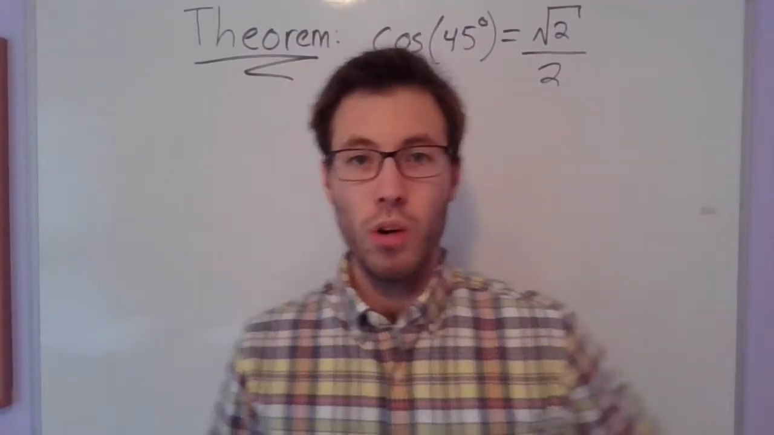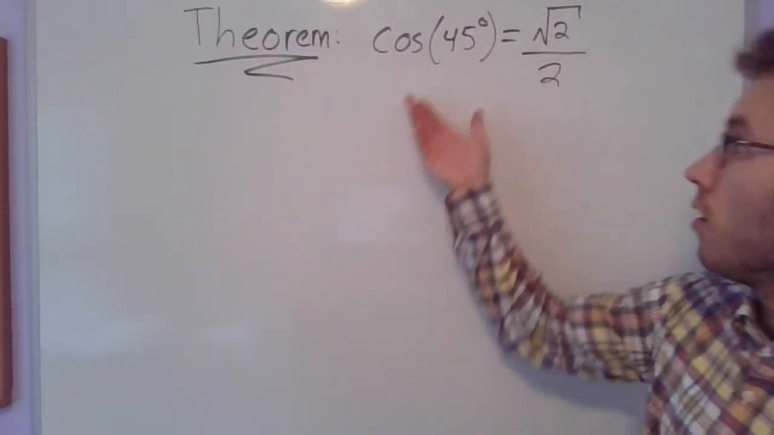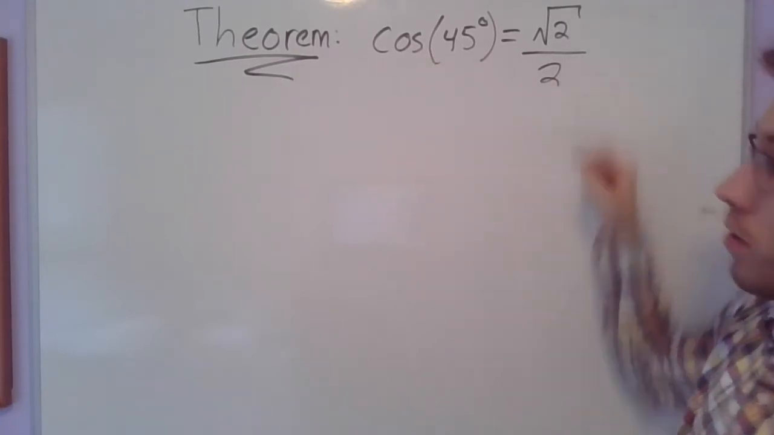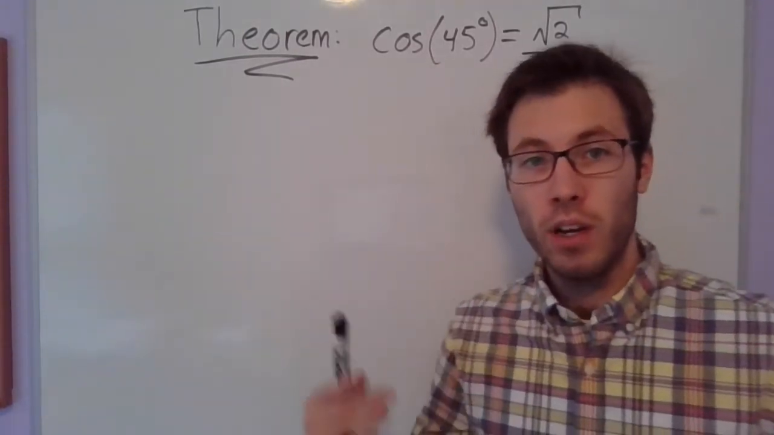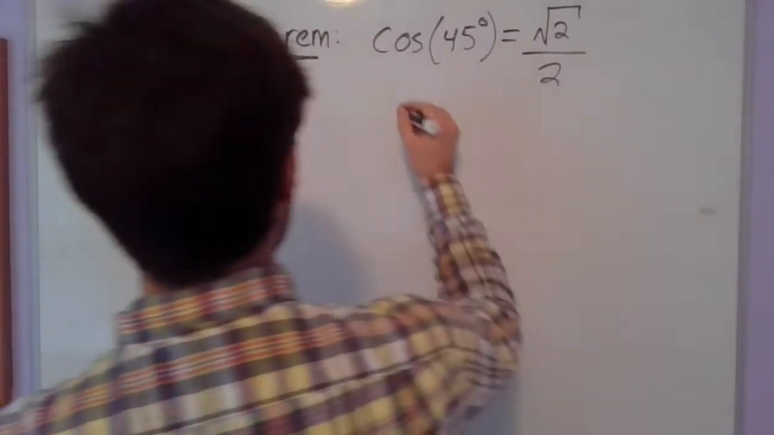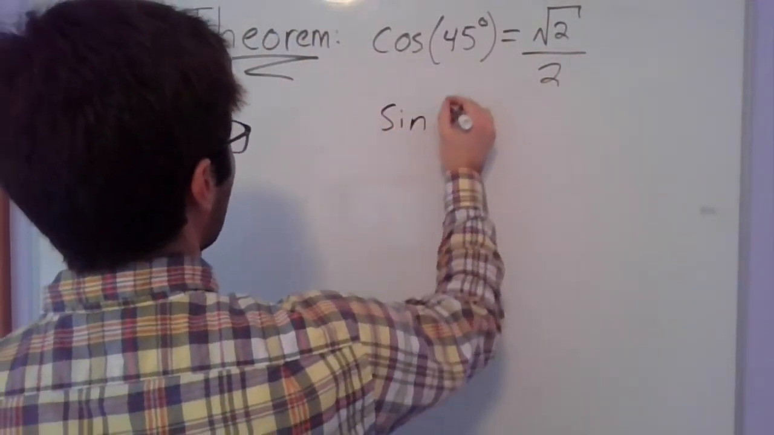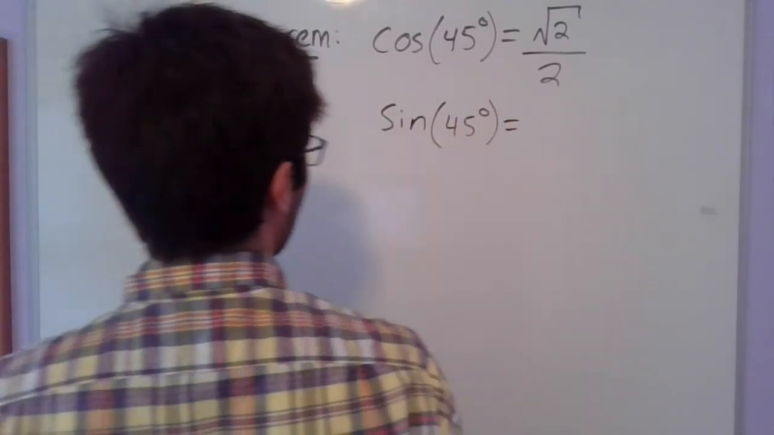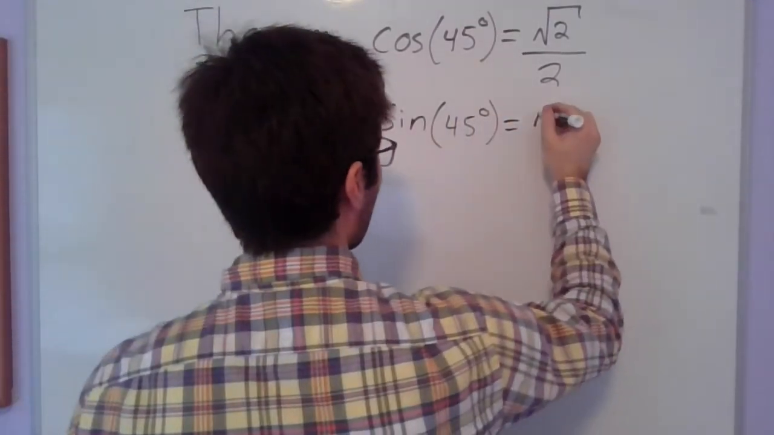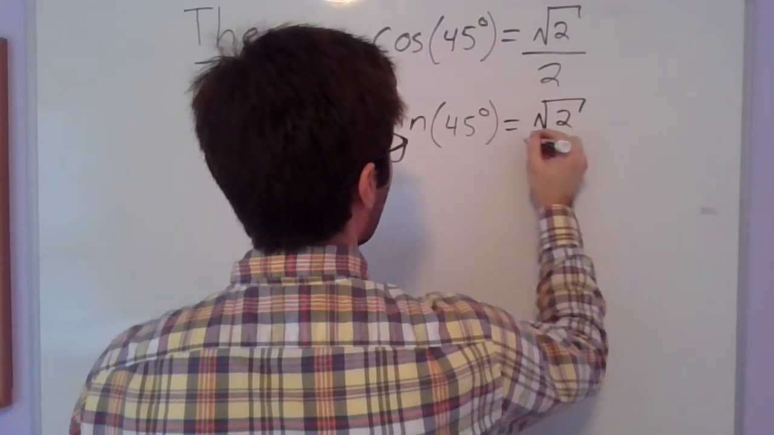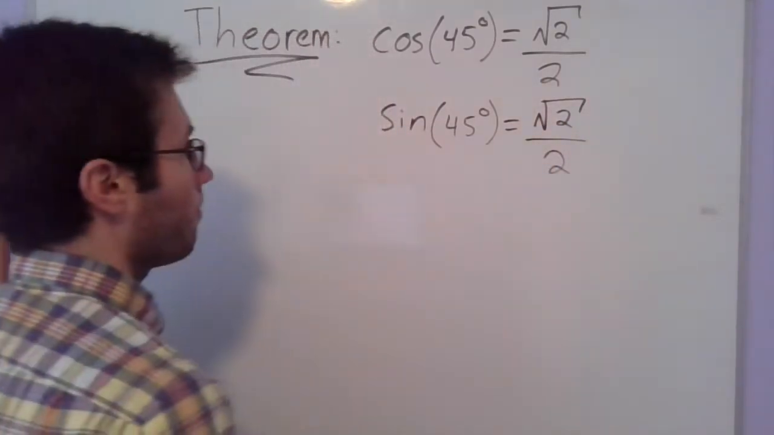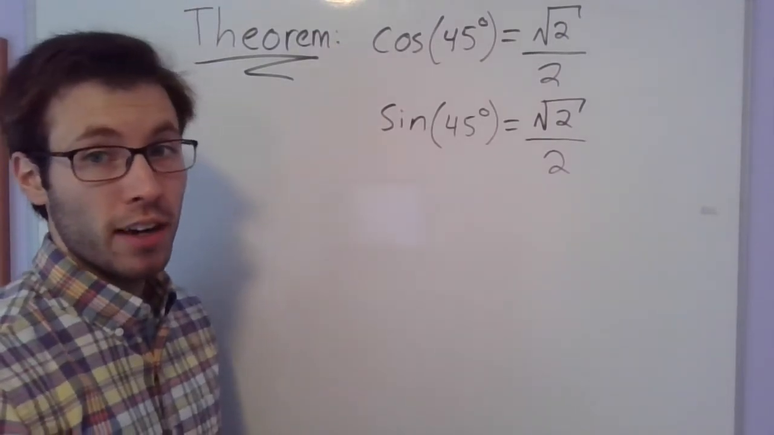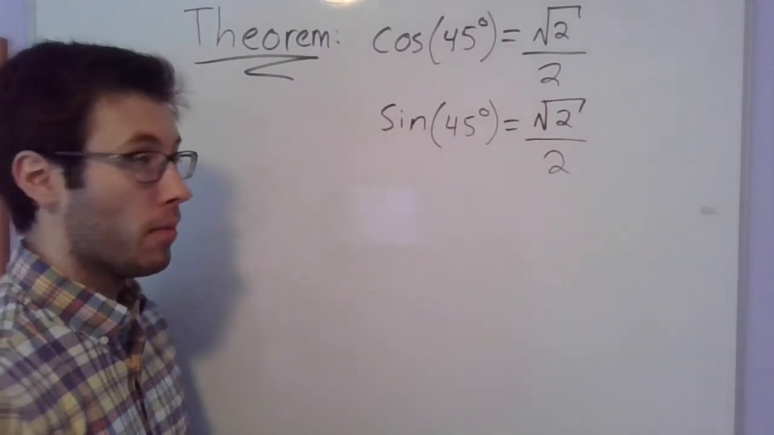So in this video, we're going to prove why the cosine of 45 degrees is equal to square root 2 over 2. And in fact, it's going to be very obvious from this result that sine of 45 degrees is equal to square root 2 over 2 as well. The only difference is that you take everything in terms of cosine and you just write sine. So it's the same idea right here.